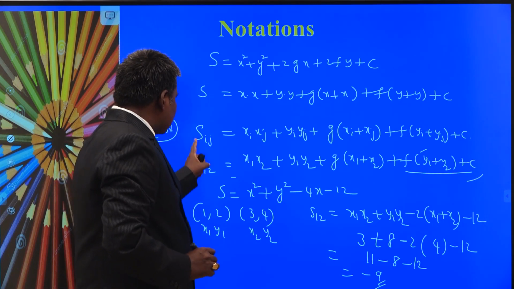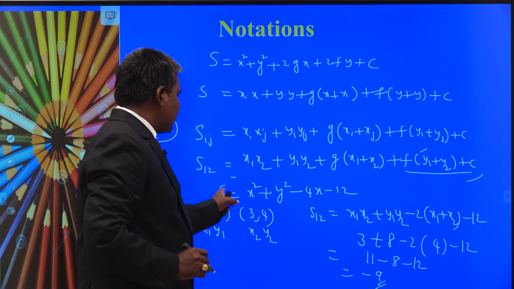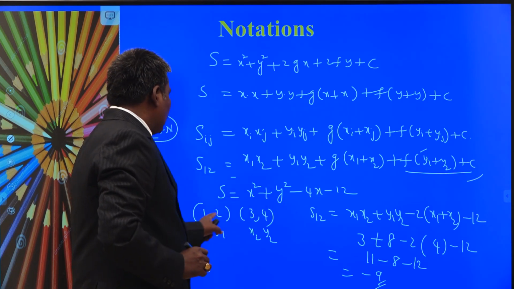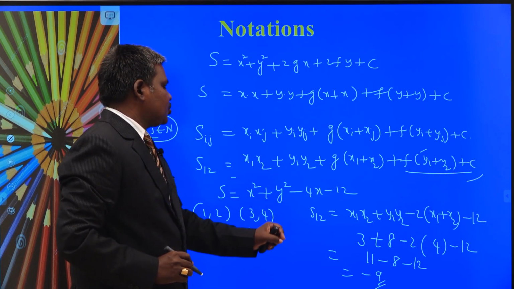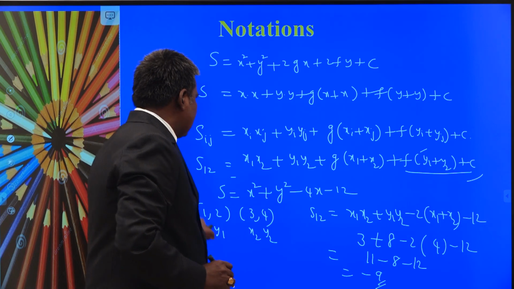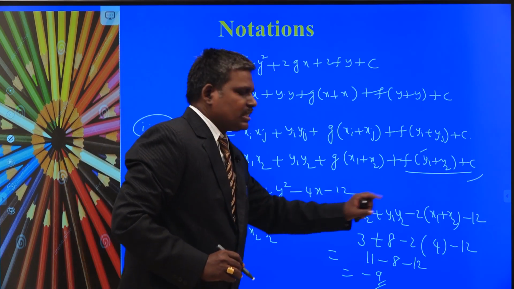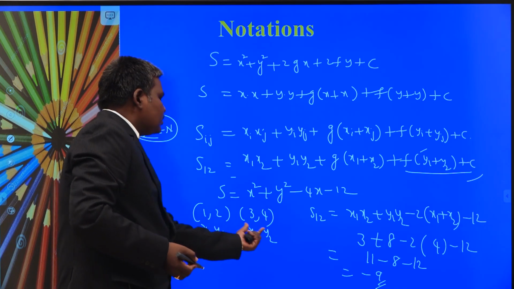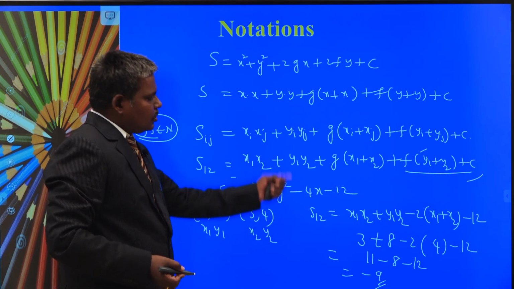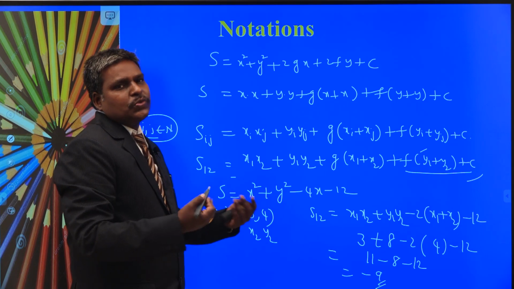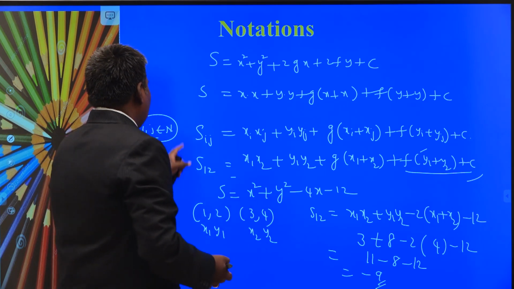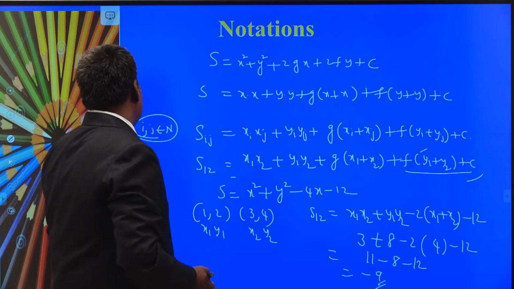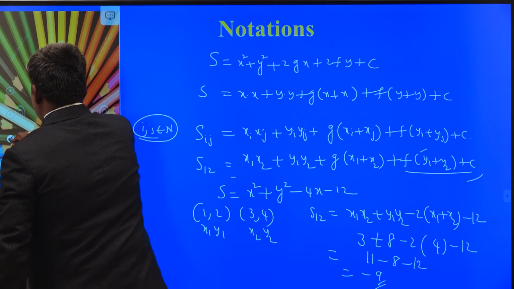So if you know how to write Sij, you can give any example. To write Sij, you need one expression S and 2 points x1 y1 and x2 y2. Once you have this material, immediately we can write S12 or S23. S23 is obtained means this is x2 y2, this is x3 y3. That's it. So the entire work will be the same. That is one of the notations. So Sij is your next notation.